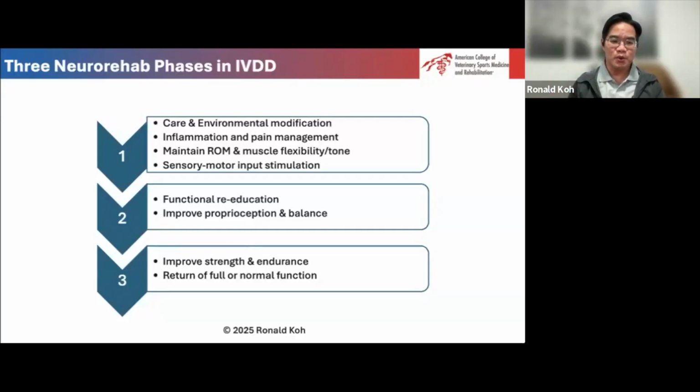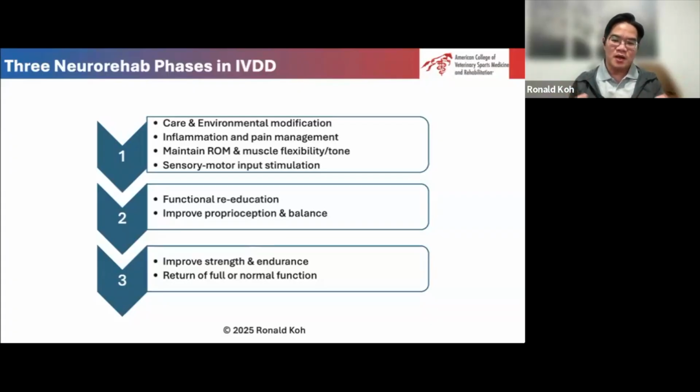We want to maintain range of motion, muscle flexibility, and tone, so that when the dog regains nerve function, they are ready to use the limb. So this is a phase where we want to get everything prepared, in case the dog wants to walk again. We also want to stimulate neural sensory motor inputs, to reconnect the spinal circuitry or wiring, so that the nerve is able to function again. So this is phase 1.